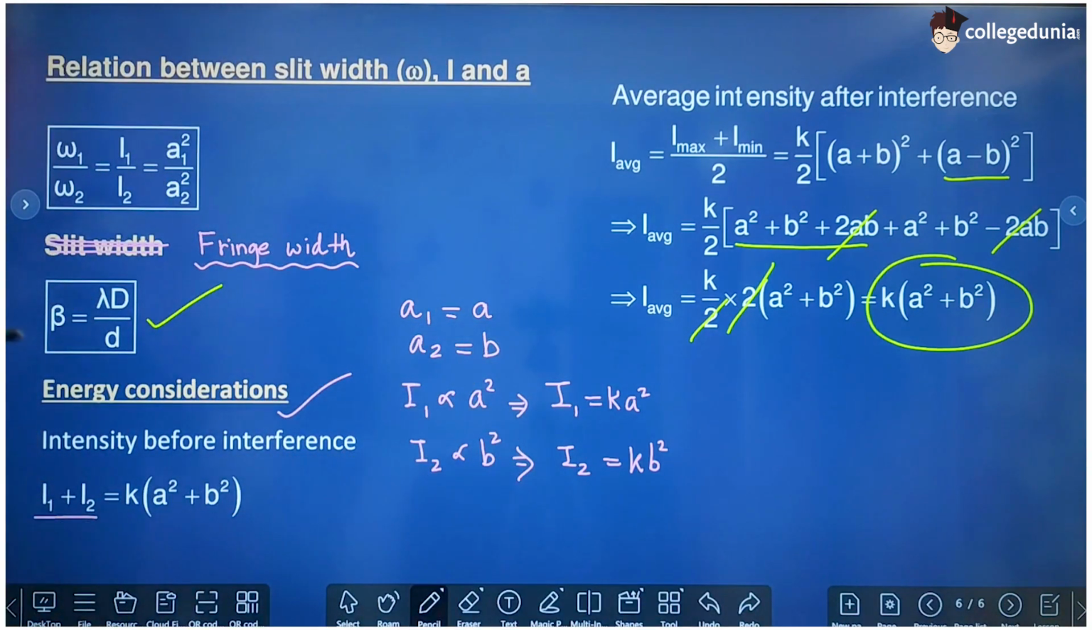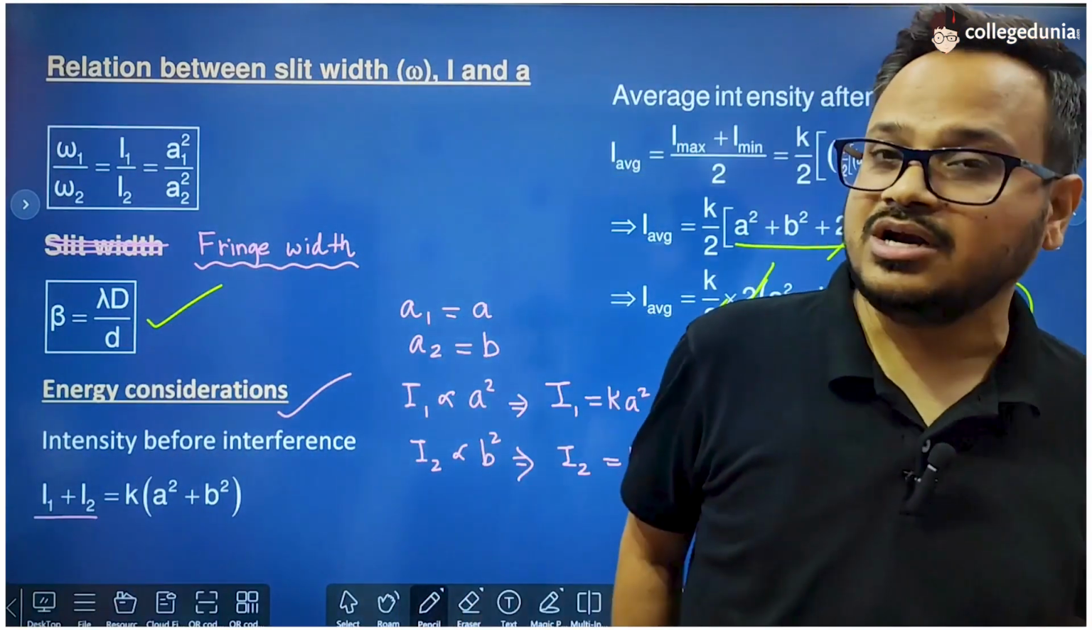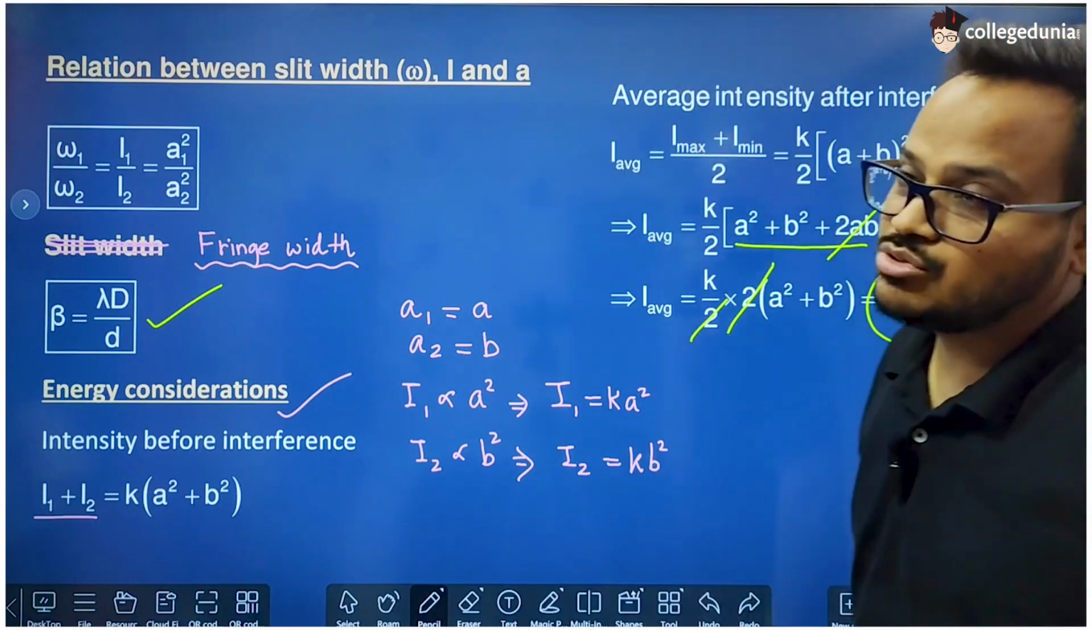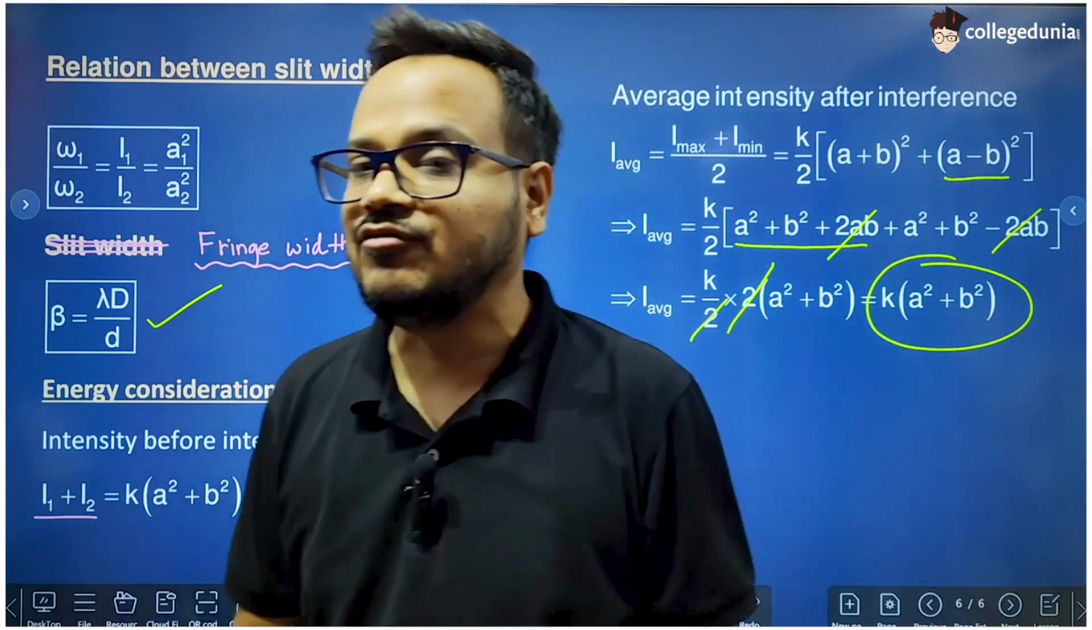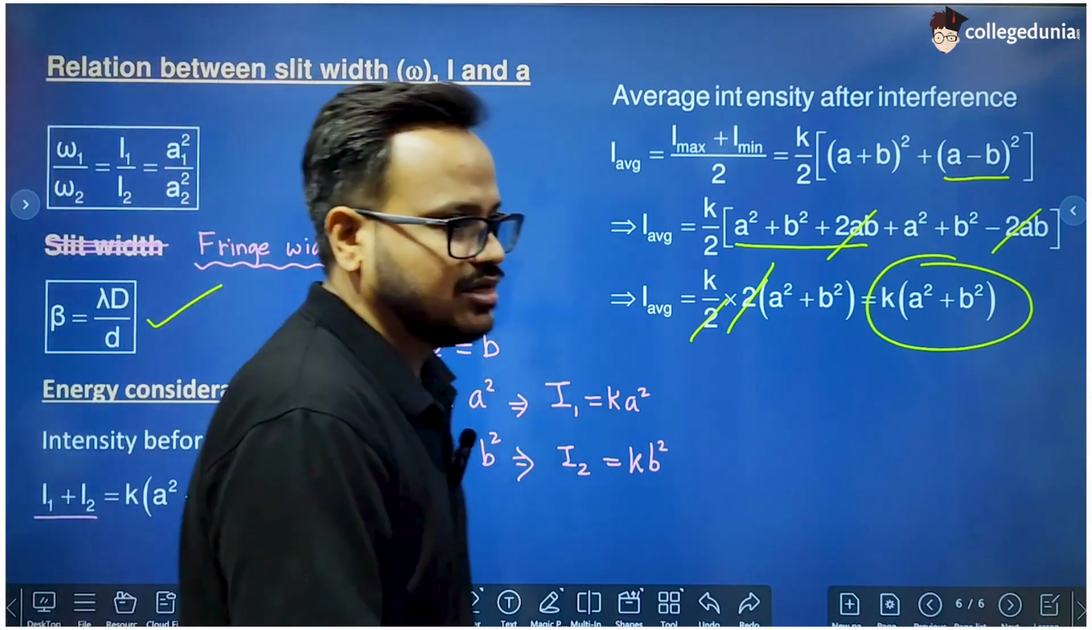All these derivations are very important. All these results are very important. The diagram of Young's double slit experiment is very important, and the derivation is also very important, and you can get different types of numericals based on all these formulae that we have studied in this video.